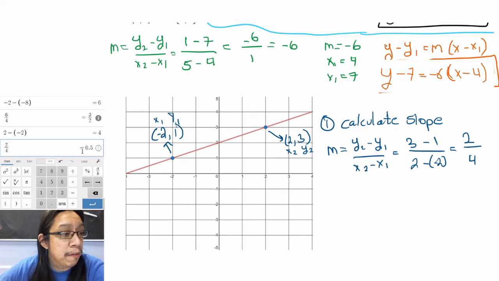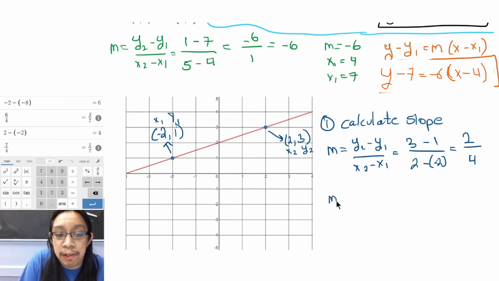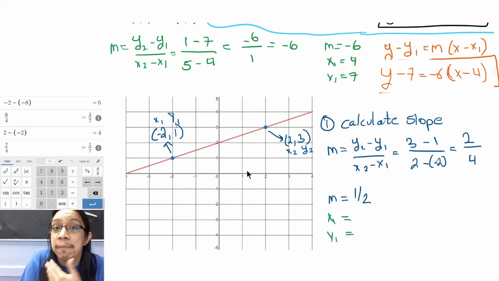So 2 divided by 4 is 0.5, but I really recommend that you turn it into a fraction. So convert to fraction, 1/2. So that means that our slope is going to be 1/2. Now that we have the slope, let's go ahead and look for our x1 and our y1. If you label the points ahead of time, you already know the answer to this. So our x1 is going to be -2, and our y1 is going to be 1.